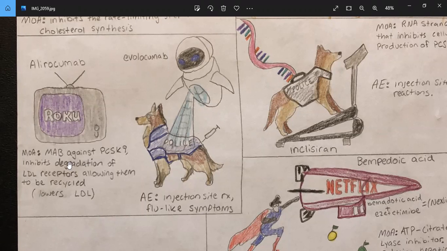These are monoclonal antibodies against the PCSK9. So it inhibits the degradation of LDL receptors, allowing them to be recycled. So Eva here likes to recycle. But anyways, that all means that it's just going to lower your LDL. And adverse effects are injection site reaction and flu-like symptoms. So Allie here has to get a flu vaccine, and she's going to get an injection reaction.